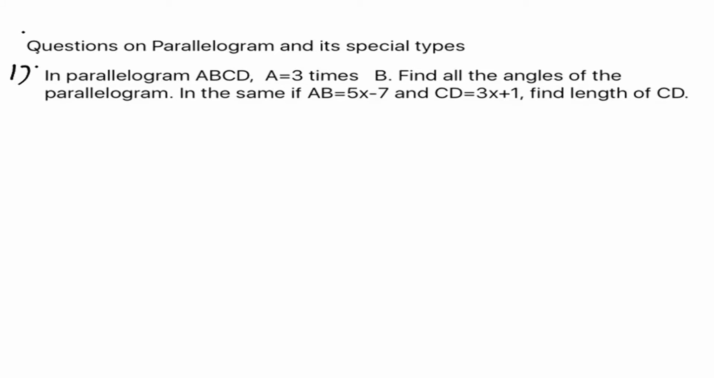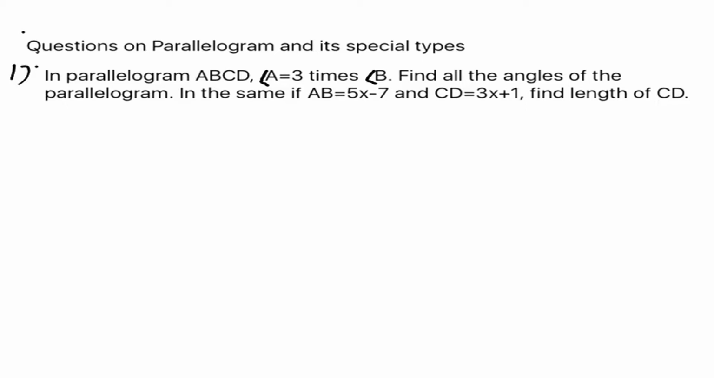We have a parallelogram ABCD. In this we are given angle A is equal to 3 times angle B, and we have to find all the angles of the parallelogram. In the same figure they have given the length of AB is 5x minus 7 and the length of CD is 3x plus 1. We have to find the length of CD.